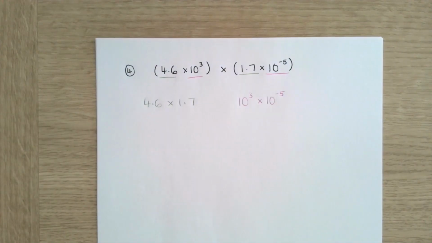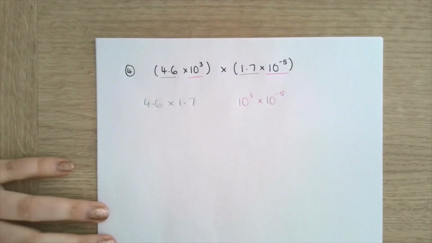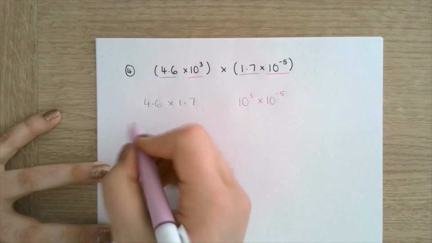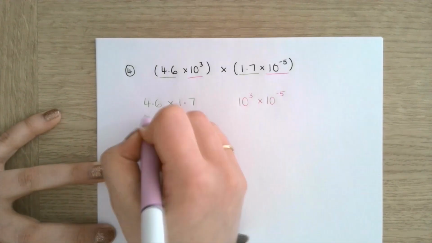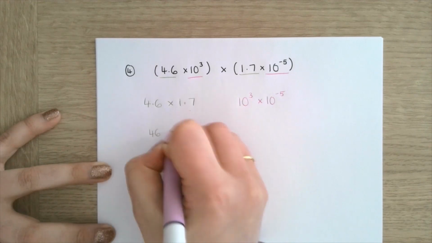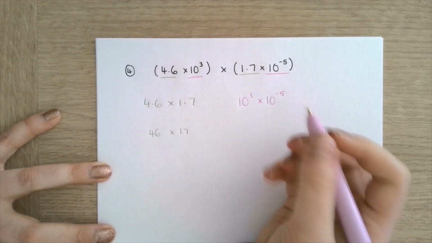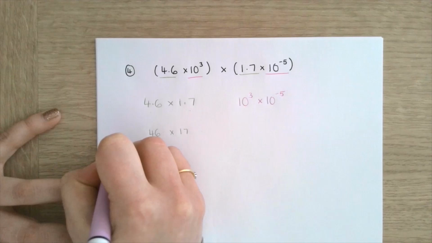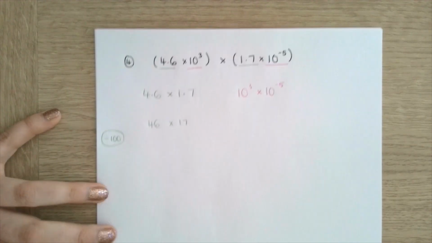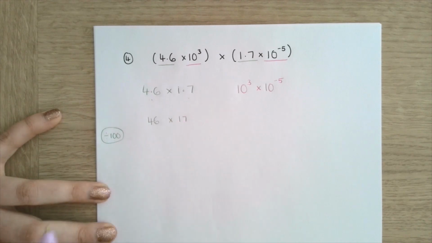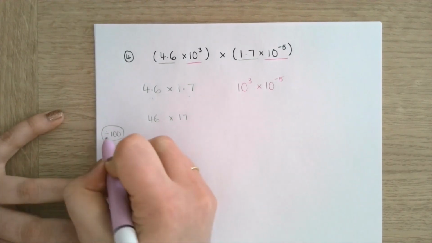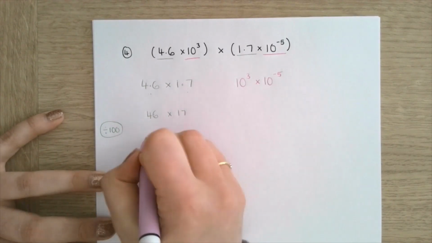So to do this decimal calculation of 4.6 times 1.7, I'm just going to multiply each of these by 10, which means I'm going to have 46 times 17, and then I need to remember to divide by 100 at the end, because I've multiplied this by 10 and multiplied this by 10, so actually overall I have multiplied by 100. So I need to remember to divide by the 100 at the end.